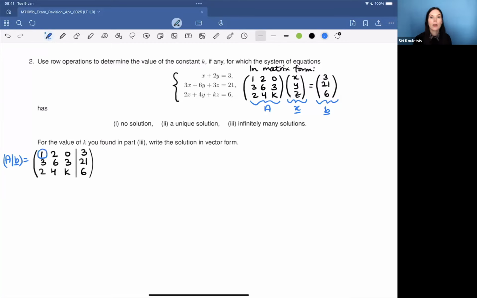So we have a leading 1 in the first row here. And now we want to create zeros below that leading 1. And that motivates our row operations. If we do row 2 goes to row 2 minus 3 times row 1, then this 3 there in the second row will become a 0. And if row 3 goes to row 3 minus 2 times row 1, then the 2 in this third row will become 0. So we're keeping row 1 fixed.